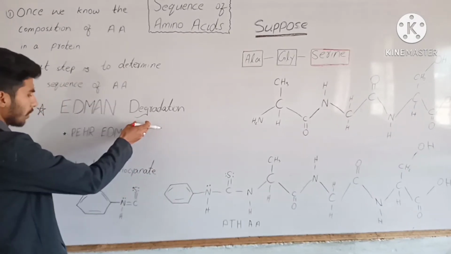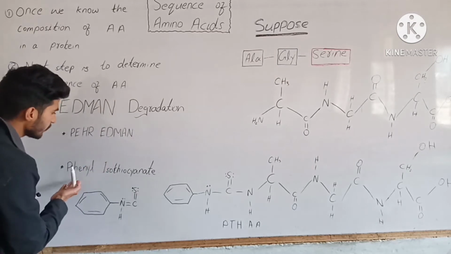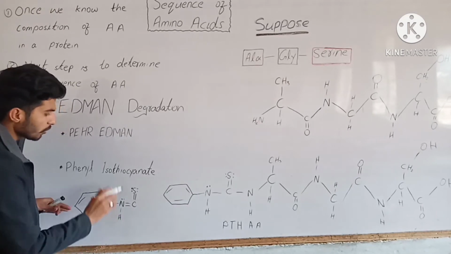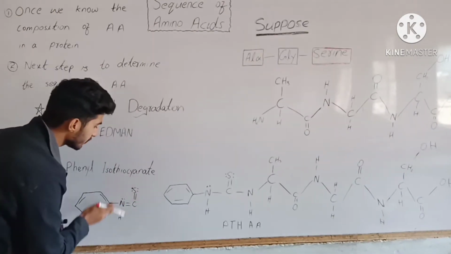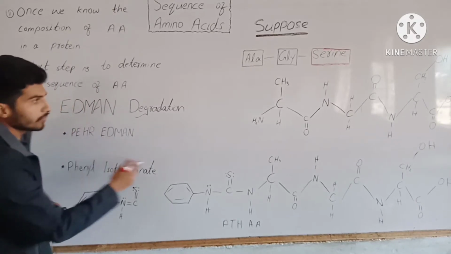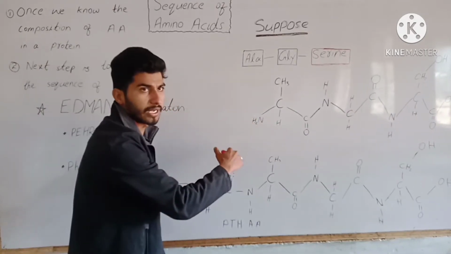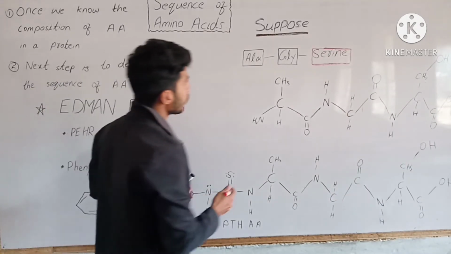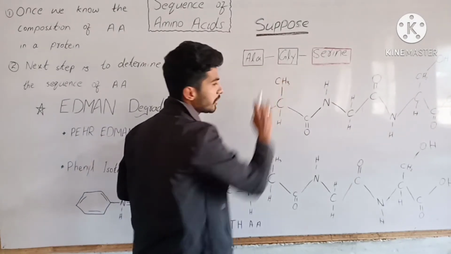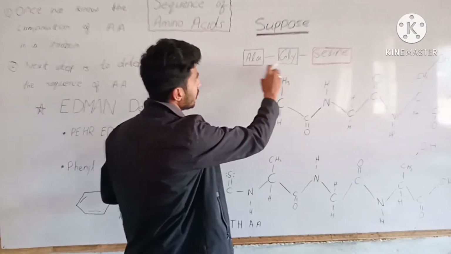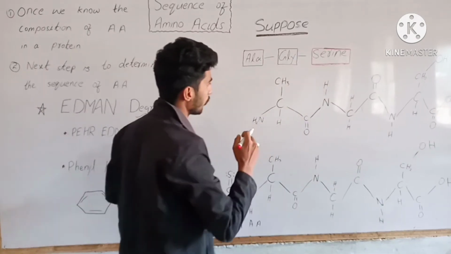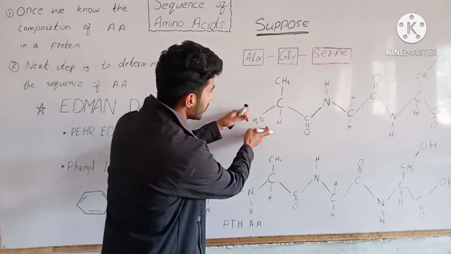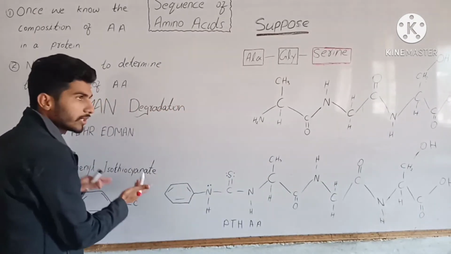According to this process, a reagent known as phenyl isothiocyanate is used. This is phenyl isothiocyanate. It has one particular characteristic: this reagent will interact with the N terminal of the polypeptide chain. Suppose we have a polypeptide chain of 3 amino acids, which is alanine, glycine and serine. Now we will expose this polypeptide chain to the phenyl isothiocyanate.